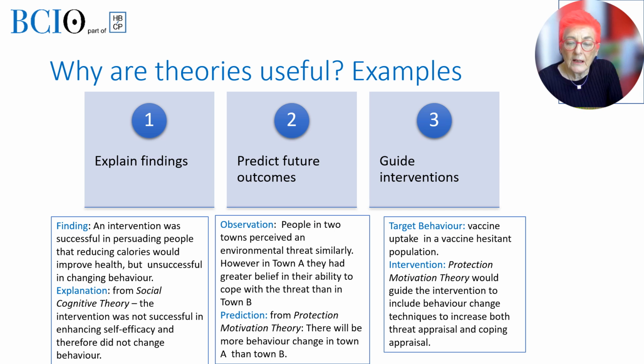And thirdly, if, for example, we have a target behaviour, which is to increase vaccine uptake in a vaccine-hesitant population, then if we use protection motivation theory, that might guide the intervention to include behaviour change techniques to increase both threat appraisal and coping appraisal, as these are the proximal predictors of the behaviour within that theory.